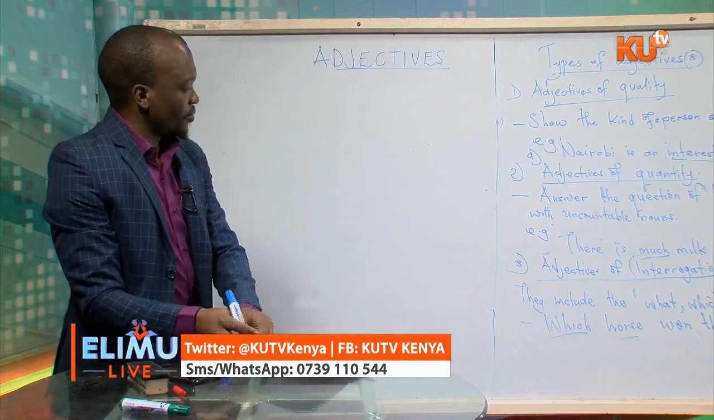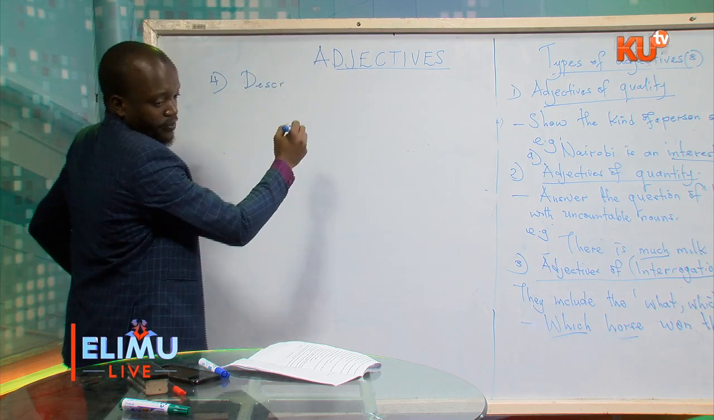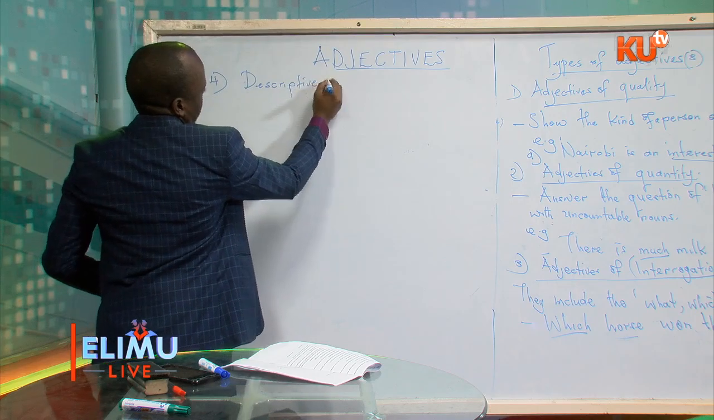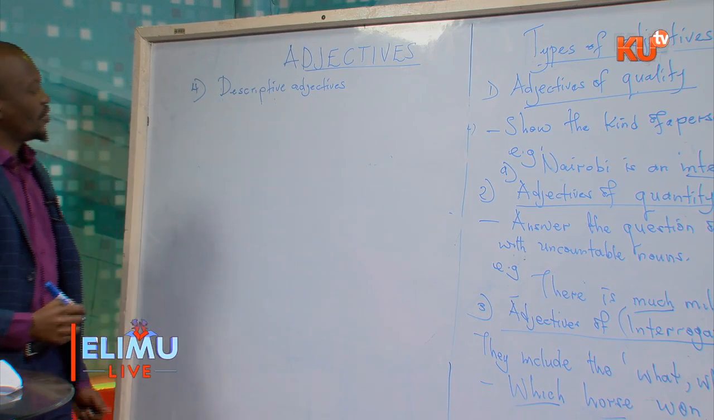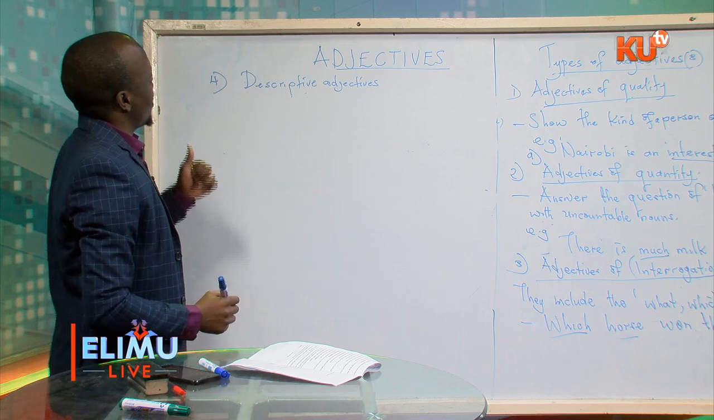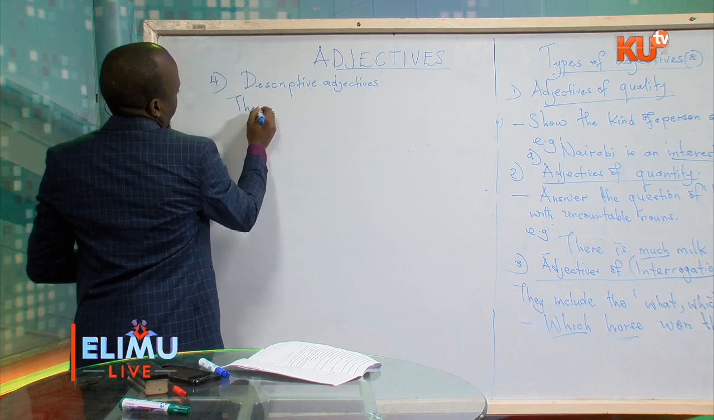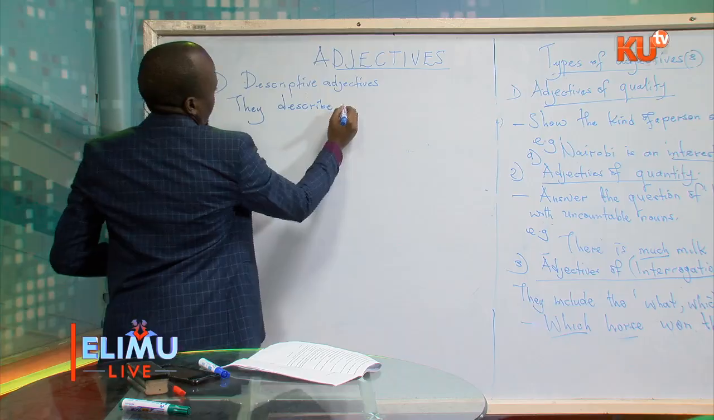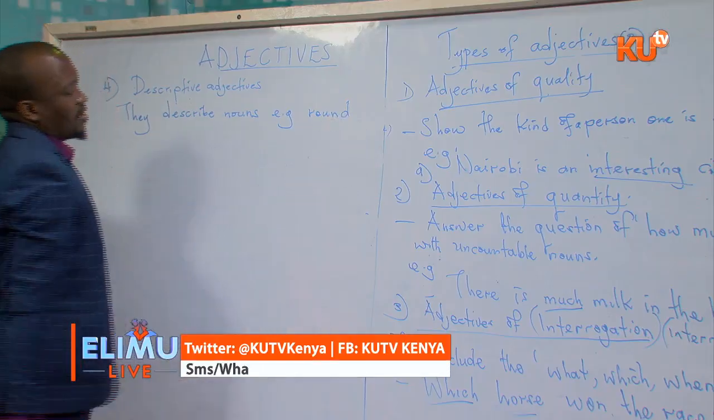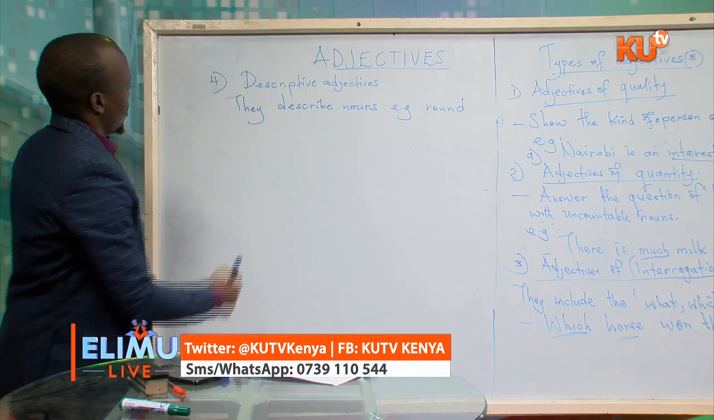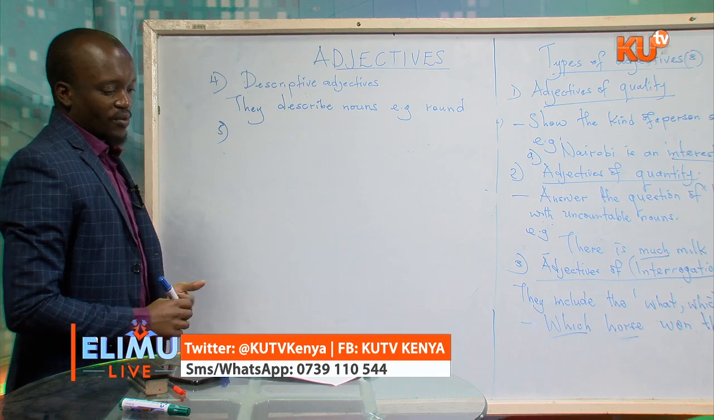The next one, number 4, will be descriptive adjectives. Descriptive adjectives. And from just that title, descriptive, from the verb describe. So most of these adjectives are used to describe nouns. We can use ones like round. Can talk of a round table. I said that I'll move very fast in these types of adjectives because you only need to know which word is an adjective and how they'll be used later.